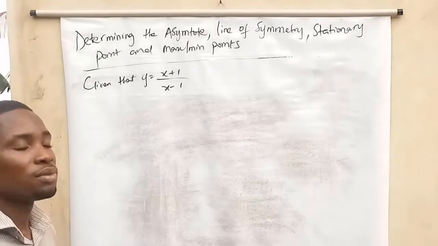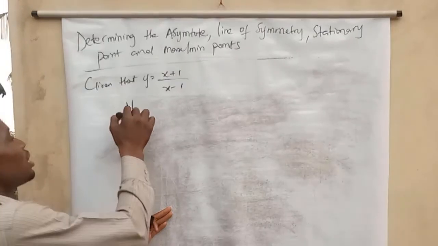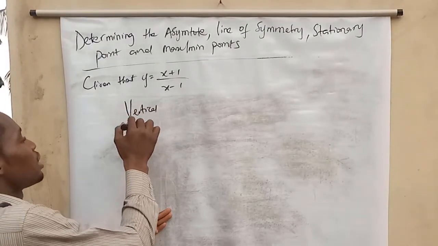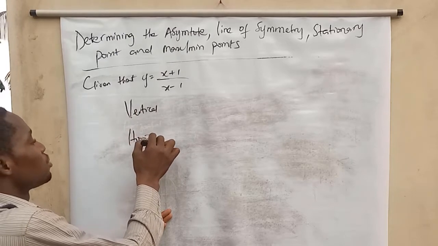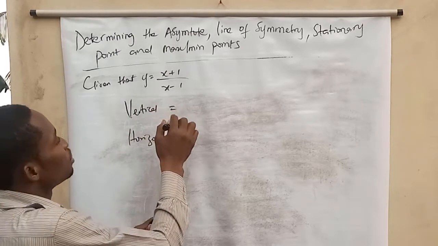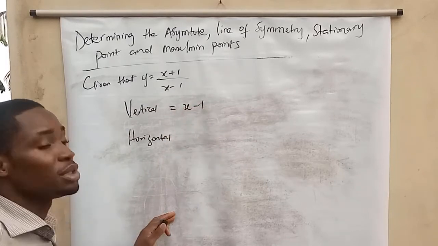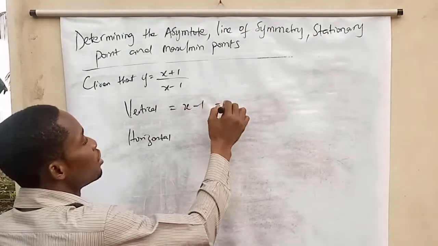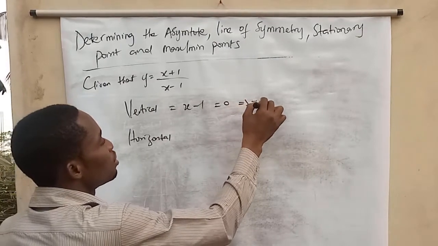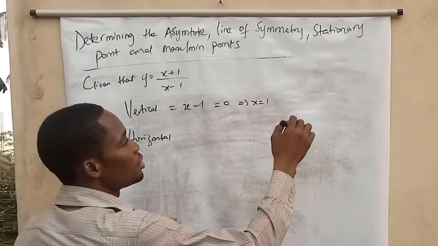For asymptote, we have the vertical and horizontal asymptote. For our vertical asymptote, we equate our denominator, x minus 1, to 0. It implies that x equals 1.